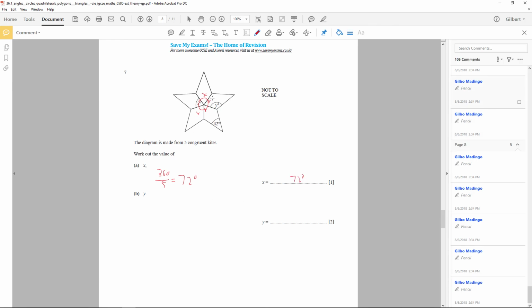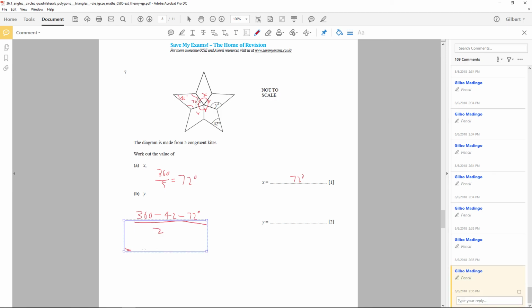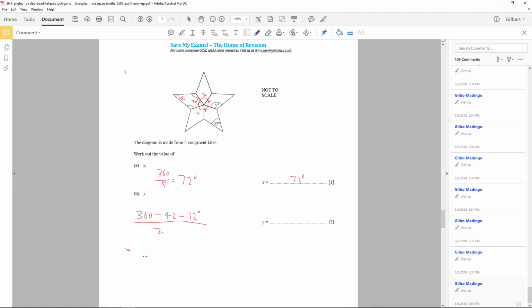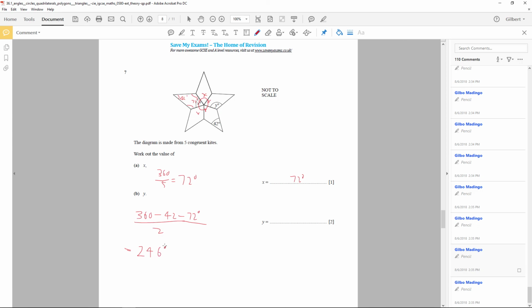To find the value of y, since we know that this is 72 degrees and this is 42 degrees, these two values are supposed to be the same. And since it is a 4-sided polygon, we know that the total internal angle would be 360. You minus 42 and minus 72 degrees, divide that by half. Okay, so the final answer would be half because there's two sides of it. 360 minus 42 minus 72, you would have gotten 246 degrees. Alright.